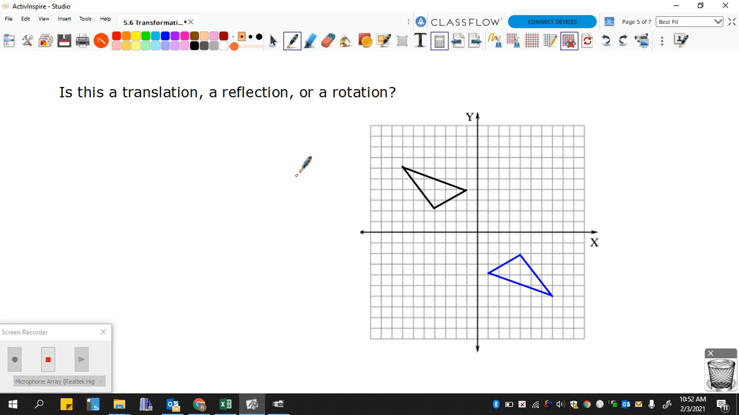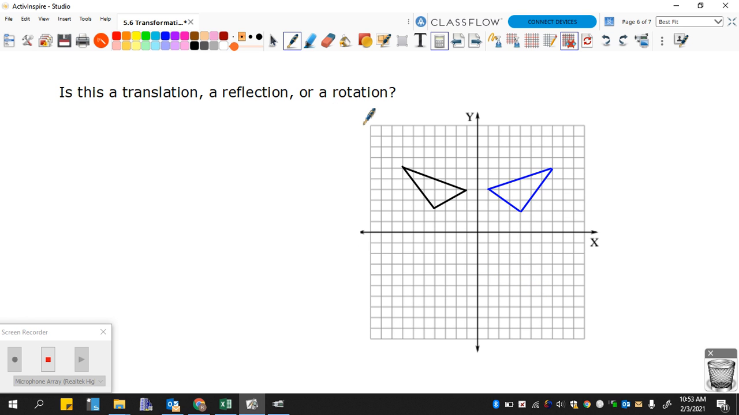Is this a translation, a reflection, or a rotation? Well, because it didn't flip across any of the axes, and you notice that it's a different orientation, this is a rotation. It went all the way around like this, which is 180 degrees. So it's a rotation of 180 degrees.